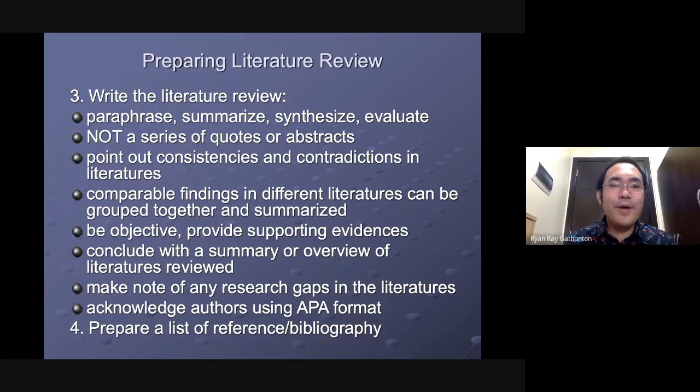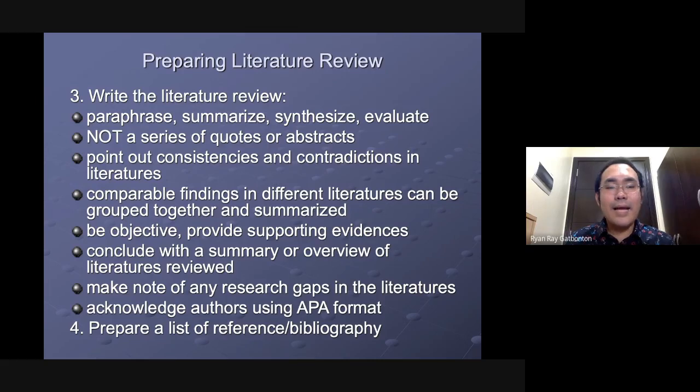And I want you to point out consistencies and contradictions inside the literature. You should also compare findings in different literature, which can be grouped together and summarized. And be as objective as possible. So when we say being objective, you provide supporting evidence for that claim in your literature review. Now, after writing your literature review, conclude with a summary or overview of the literature that you have reviewed and make note of any research gap in the literature.